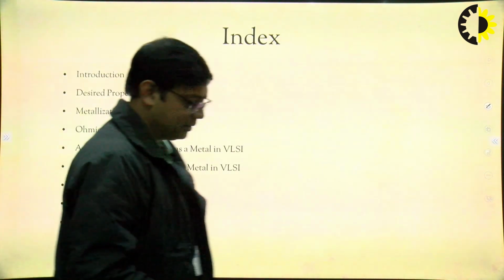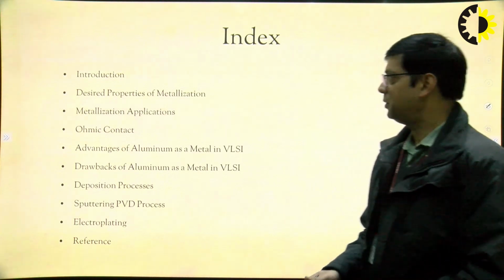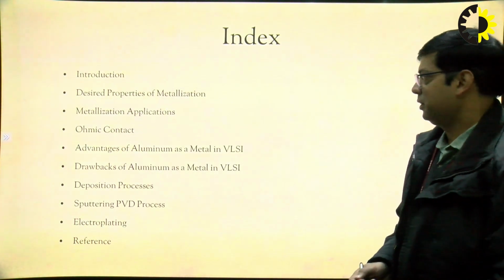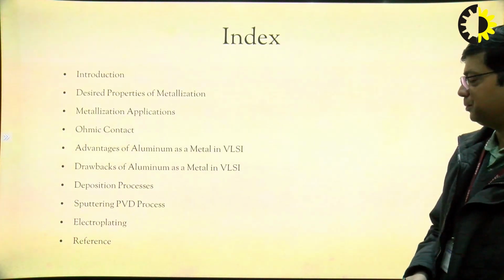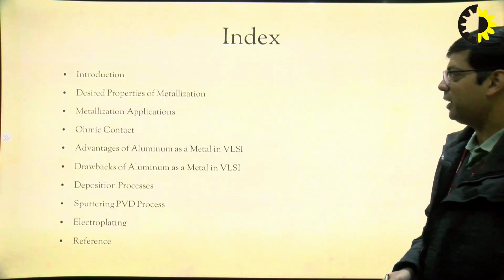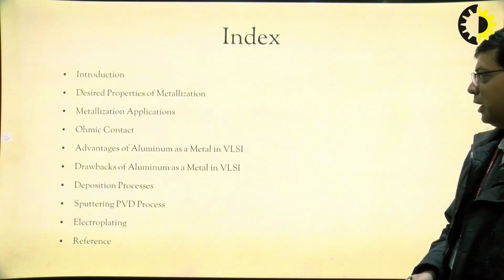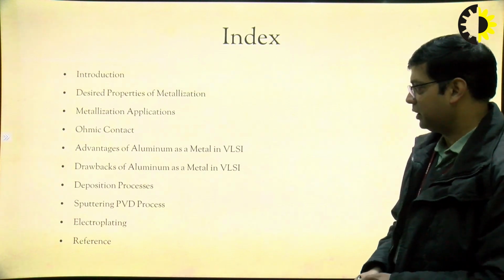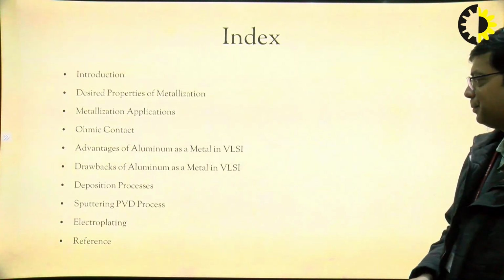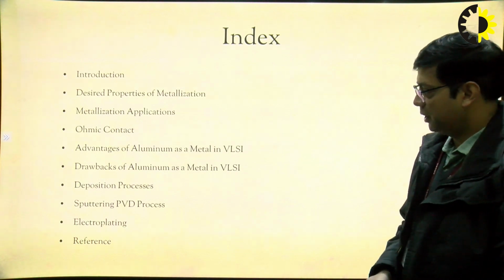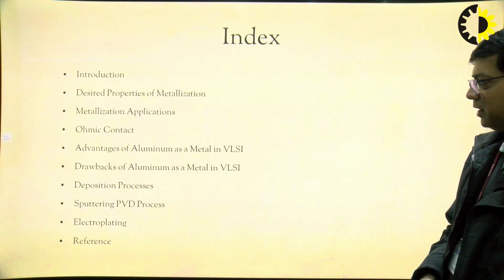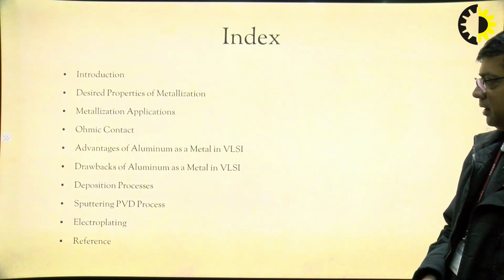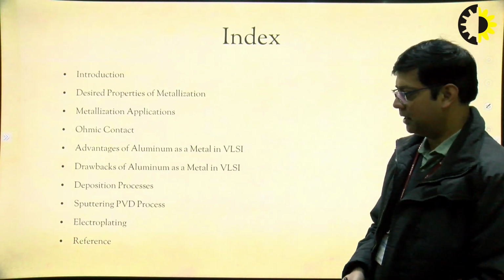The content that I'm going to cover today is introduction of metallization, desired properties of metallization, metallization applications, and what is ohmic contact, what are the advantages of aluminium as a metal, and what are the drawbacks of aluminium as a metal in VLSI. Then deposition processes that we use in metallization, and then a specific deposition process, sputtering PVD process, and electroplating, and in the last, references.